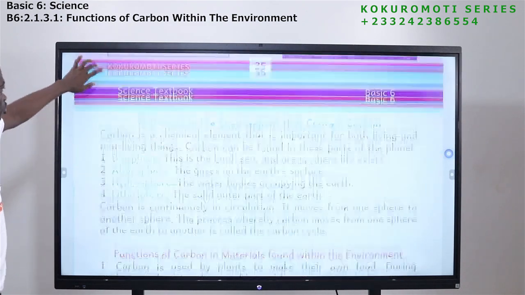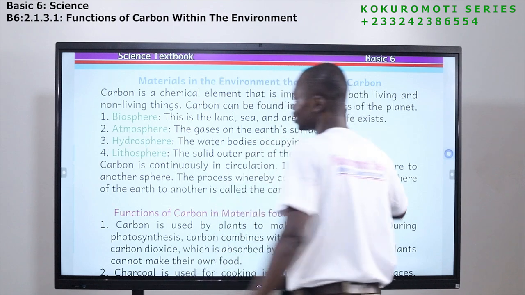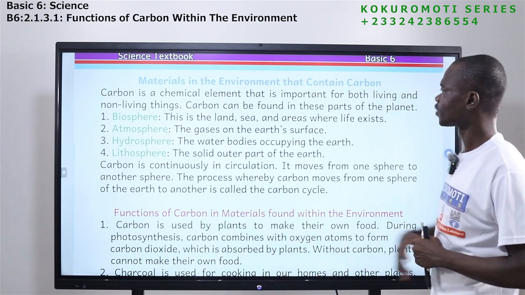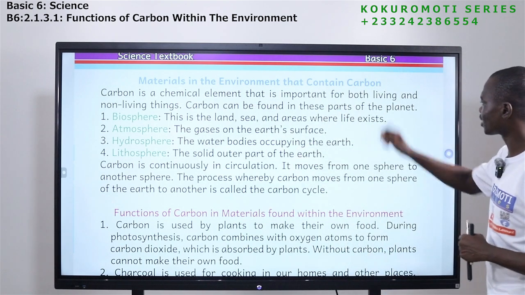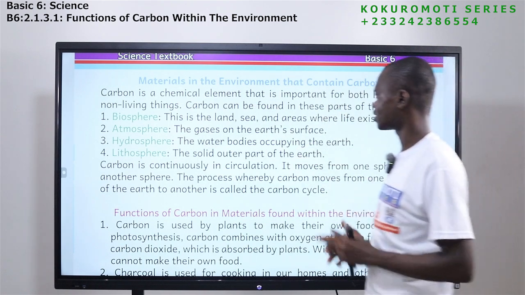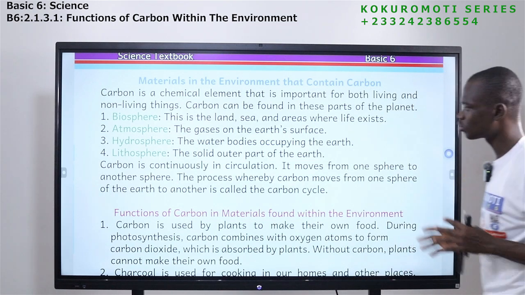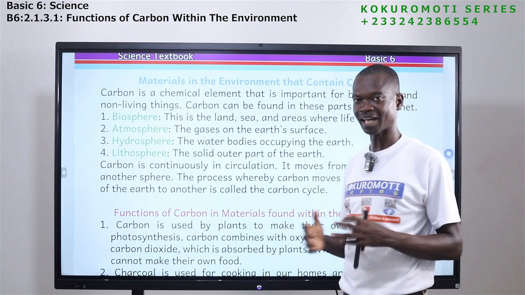Let's move on to materials in the environment that contain carbon. In the environment, there are a lot of materials. Let's look at those that contain carbon. Carbon is a chemical element that is important for both living and non-living things. Carbon can be found in parts of the planet. So we are going to look at 4 parts of the planet where we can find carbon.